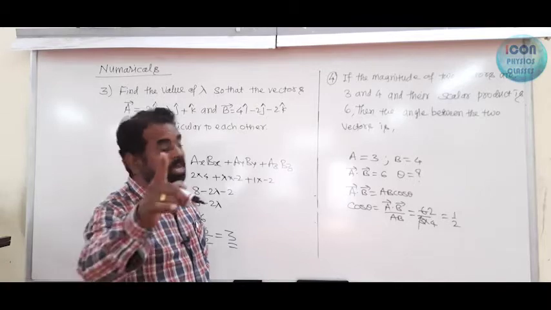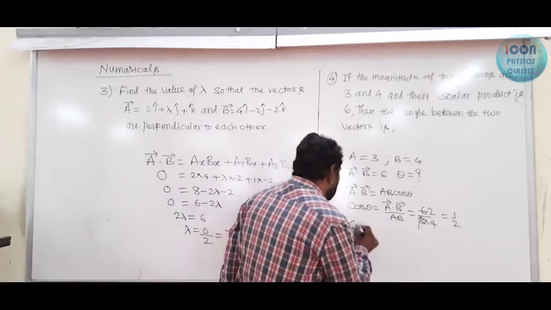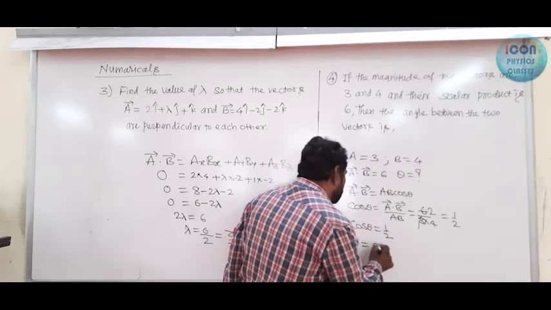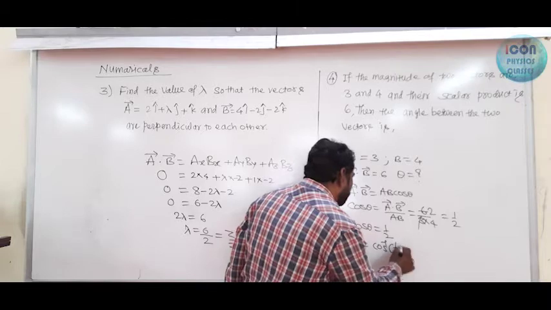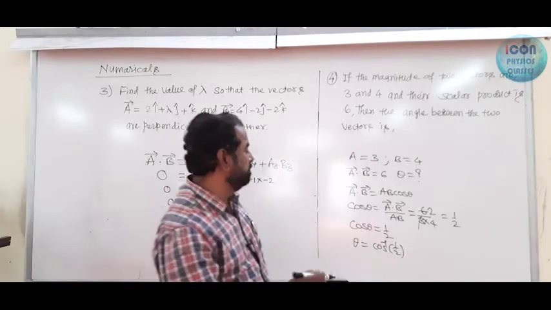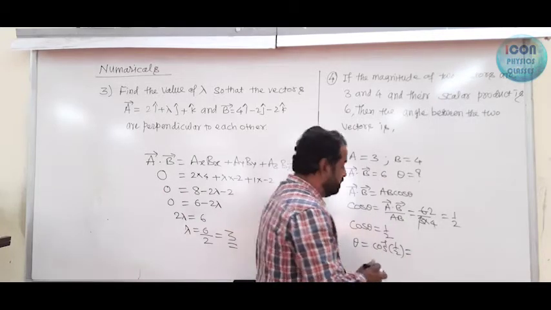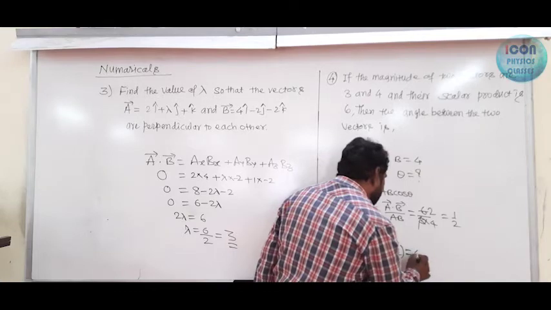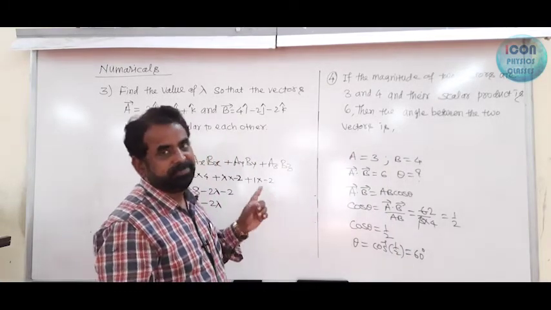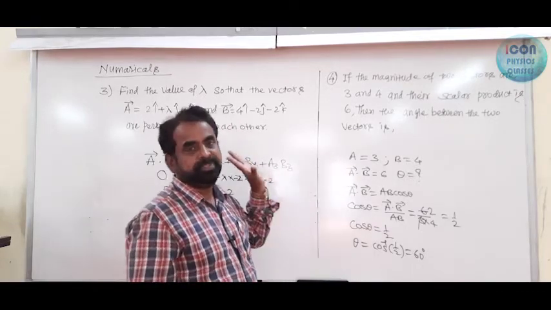Tell me, the cos theta value is 1 by 2. What should theta be? Cos theta is equal to 1 by 2, so theta is equal to cos inverse of 1 by 2, and that is equal to 60 degrees or pi by 3 radians.